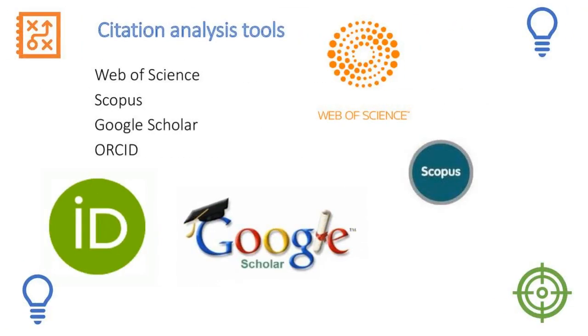However, let's begin by talking about the different kinds of tools that people use. And if you're not familiar with these kinds of tools, I strongly encourage you to become familiar with how Web of Science, Scopus, Google Scholar, and tools like ORCID IDs assess and rank and consider publications.